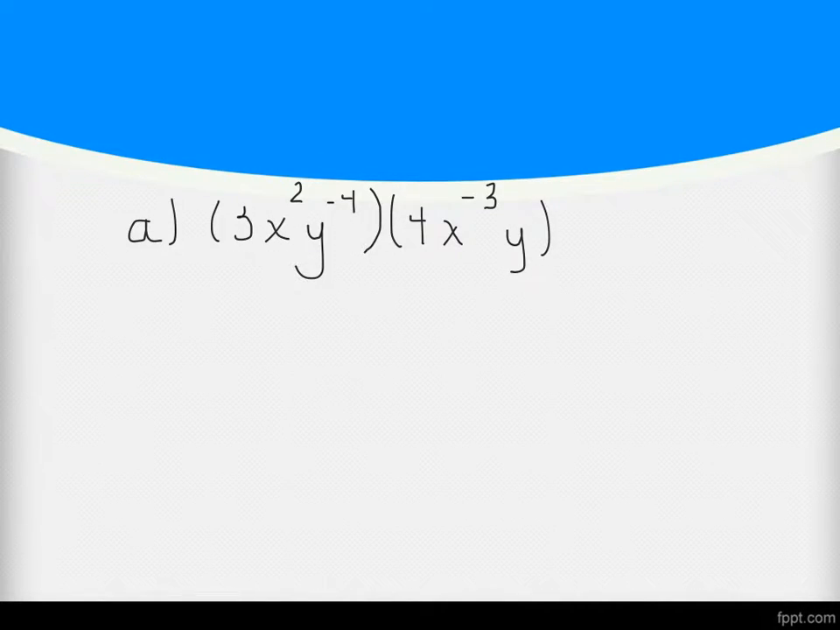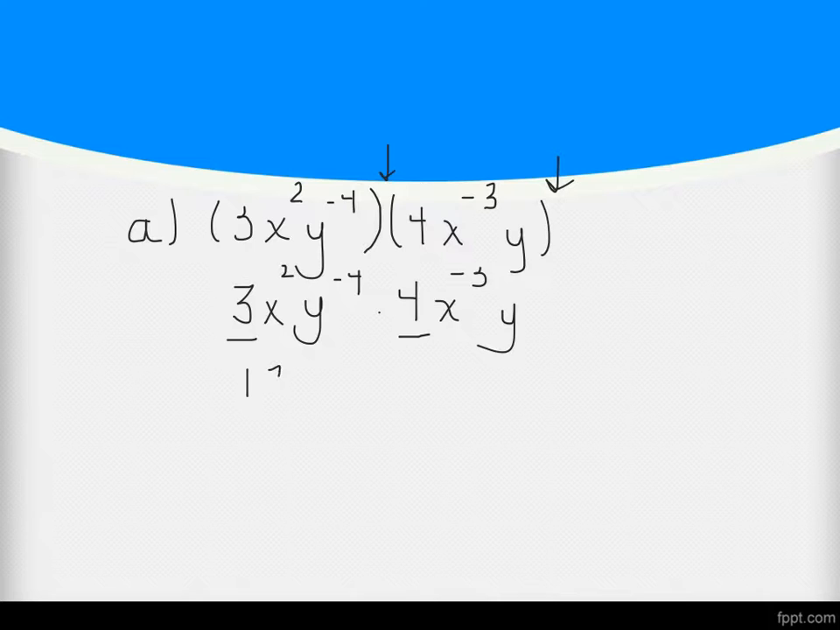So in part A of this example, we do see that we have two quantities inside parentheses, but really the parentheses are unnecessary in this case because there are no exponents outside those parentheses. There's nothing here or here. So we can just think of this as basic multiplication. So first I'm going to take the coefficients and multiply them together. 3 times 4 is 12.